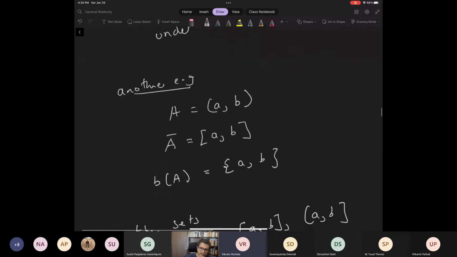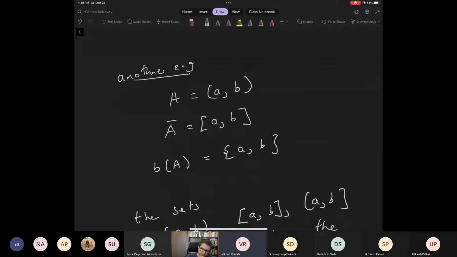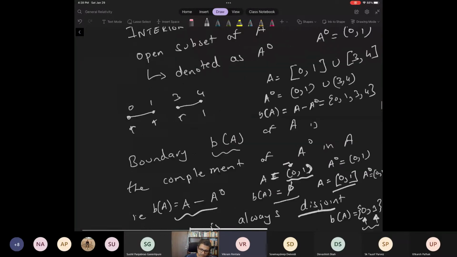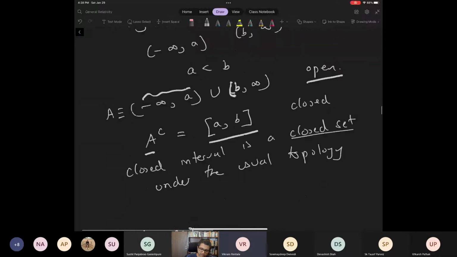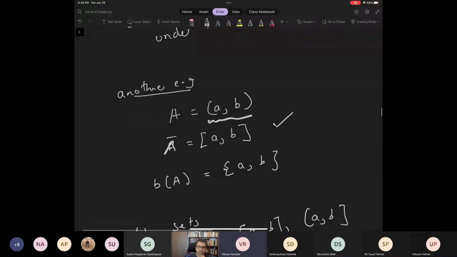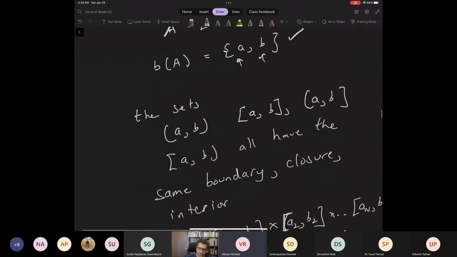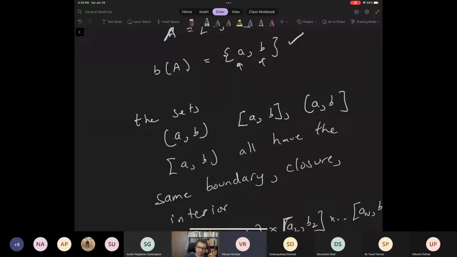Another example is something like this. Again, we're just repeating a few things that we've done. If A is equal to the open interval (a, b), then A bar, the closure of A, is the closed interval [a, b]. And the boundary just contains these 2 points, a and b. Now, one important thing is that the open interval, the closed interval, left closed right open, or left open right closed, all of them have the same boundary.